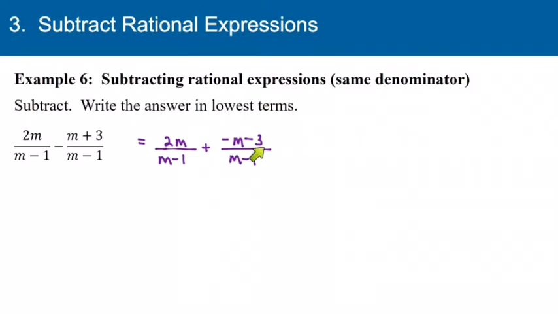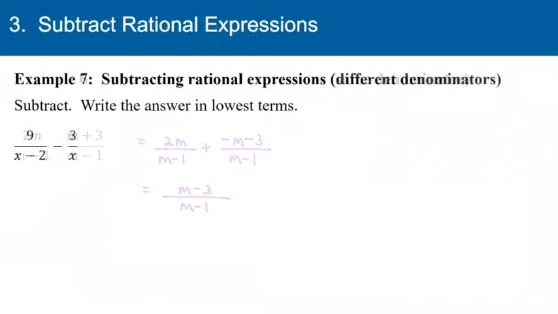Okay, now let's combine like terms. 2m plus negative m is 1m, and then we have negative 3 here. So we end up with m minus 3 over that same denominator, m minus 1, and this cannot be reduced, so this one is finished. Okay, now let's work on a subtraction problem where we have different denominators.